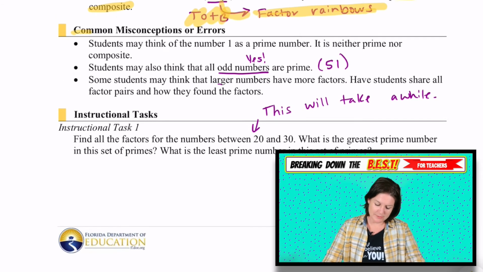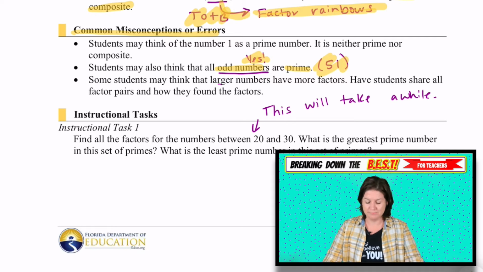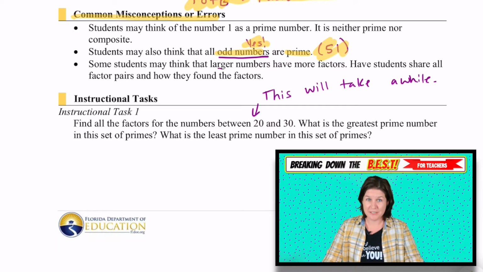All right, some common misconceptions or errors that students might have. They might think that all odd numbers are prime. And I wrote, yes, they tend to think that. They're like, oh, 51, that's odd. It's prime. But it's not. It's not prime at all. There's a factor of 3 actually that you can pull out of 51.